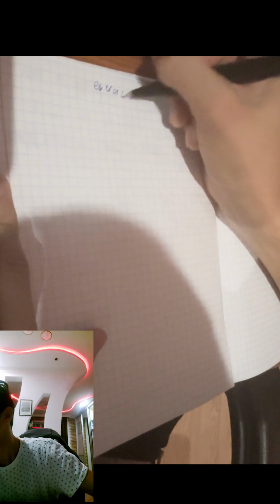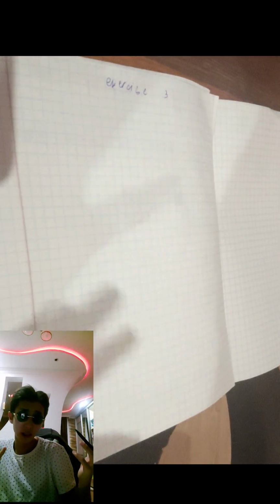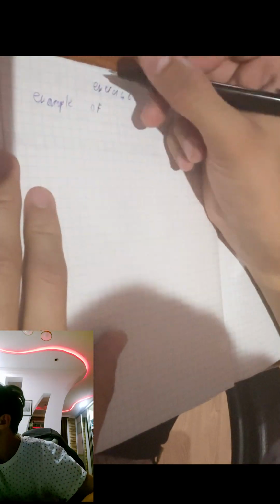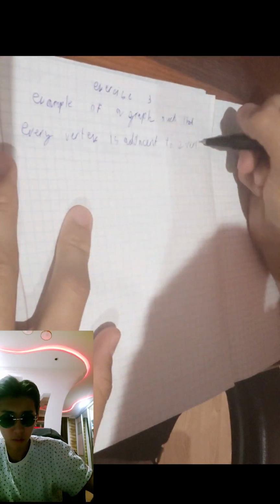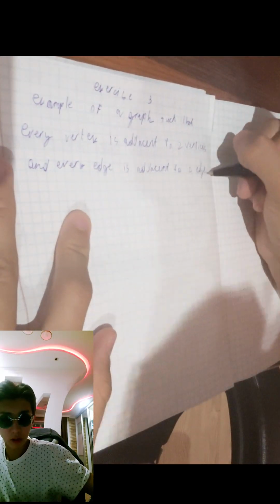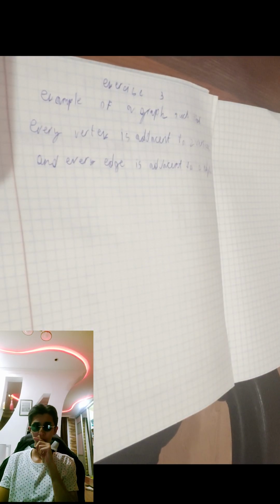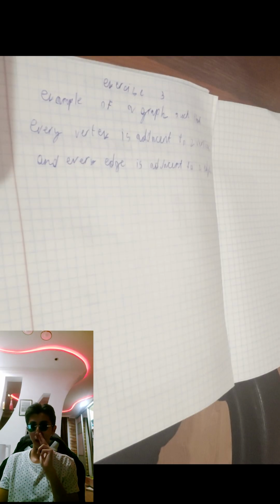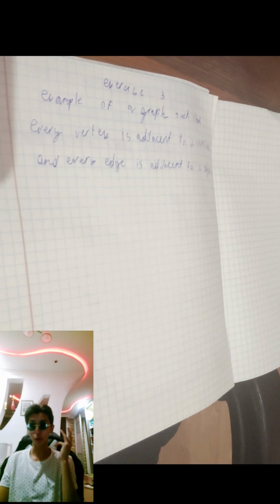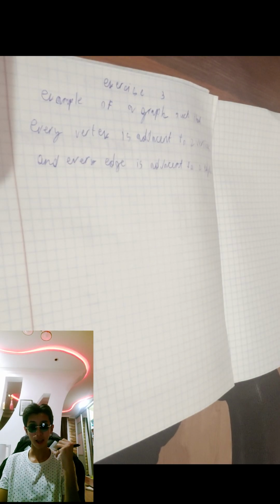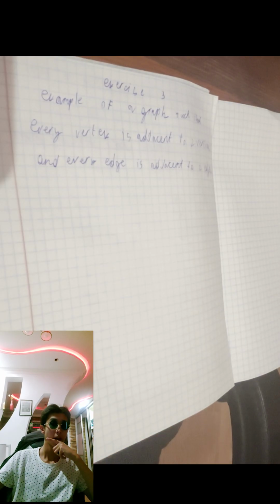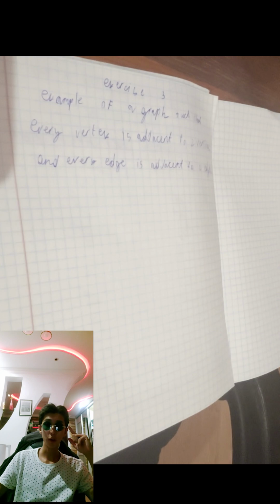Exercise 3. Oh, I need to write it. And now you think, that's impossible. Every vertex is adjacent to 2 vertices, and every edge is adjacent to two edges. But now we can explain it with K3.